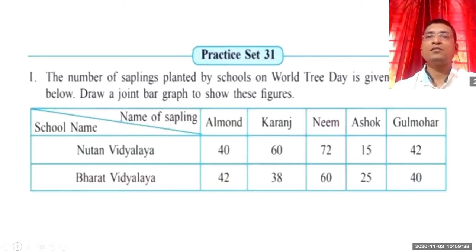Saplings are almond, karanj, neem, ashok, and gulmohar. Two schools are there: Nutan Vidyalay and Bharat Vidyalay. Nutan Vidyalay planted saplings of almond 40, 42, karanj 60, 38, neem 72, 60, ashok 15, 25, gulmohar 42, 40. We will see the answer on the next slide.